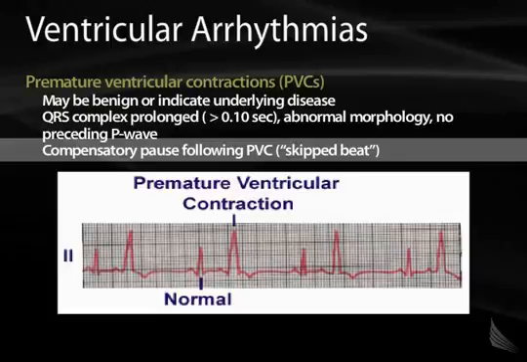PVCs, if they occur on the T wave, may lead to torsades de pointes. This is called the R on T phenomenon. We'll talk about that.